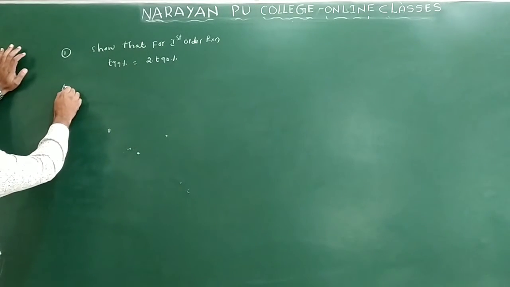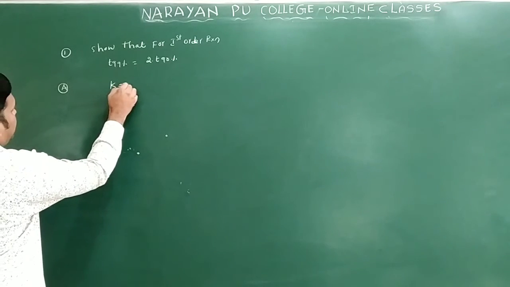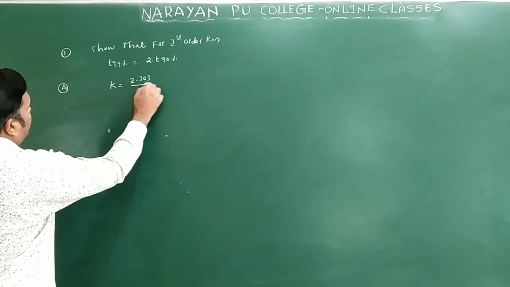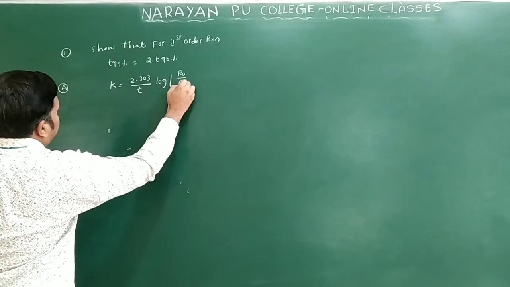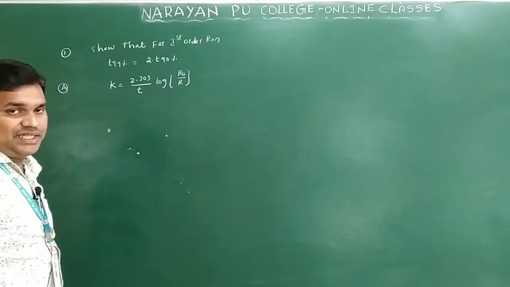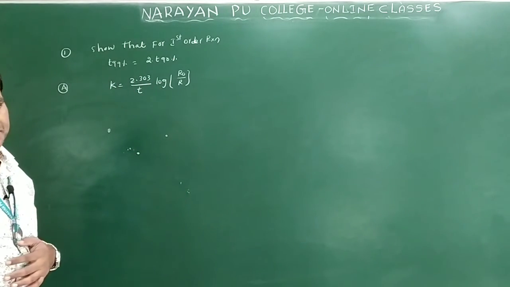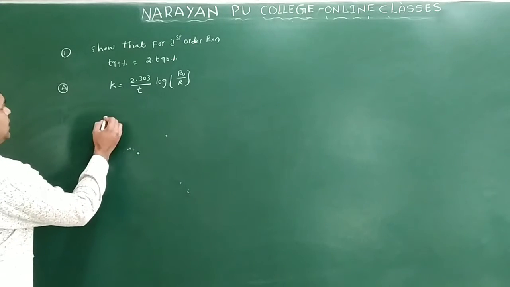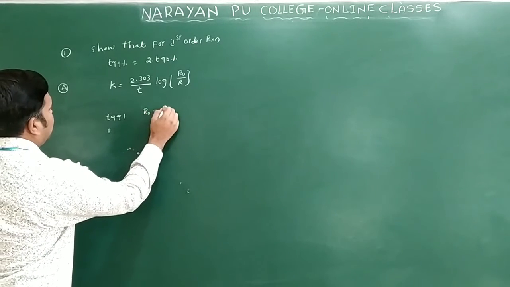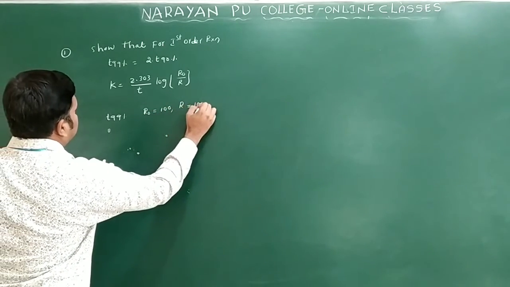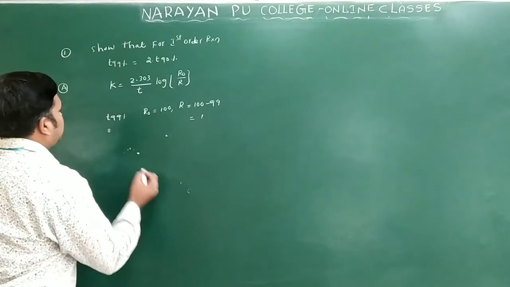So in this case, first you can write the expression for the first order reaction. K is equal to 2.303 by T into log R naught by R. This is the formula. R naught is the initial concentration, R is the final concentration. Now they are asking T 99%. If you take T 99%, R naught is equal to 100, R is equal to 100 minus 99, that you will get 1. Clear? Now substitute the values here.